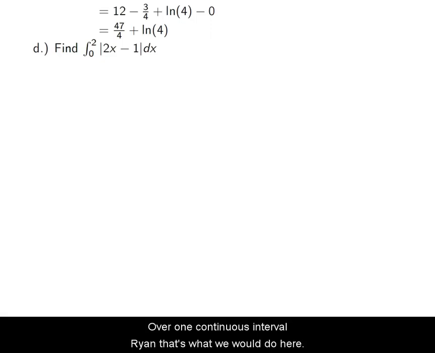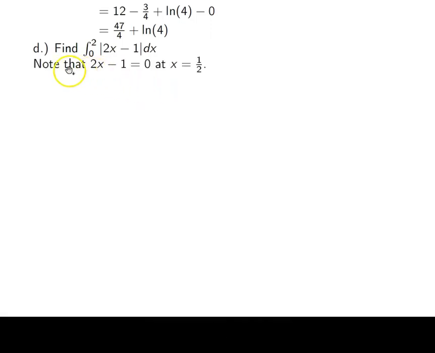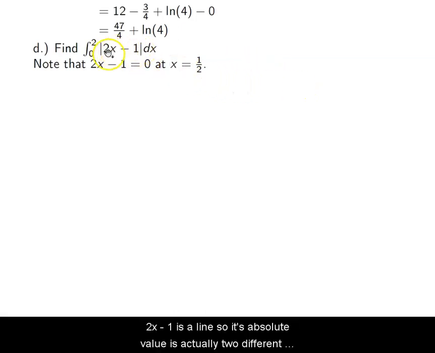And that's what we would do here. So 2x minus 1 equals 0 at the point x equals 1/2, which means that I can break this down into two integrals where I go from 0 to 1/2 and from 1/2 to 2. 2x minus 1 is a line, so its absolute value is actually two different lines.